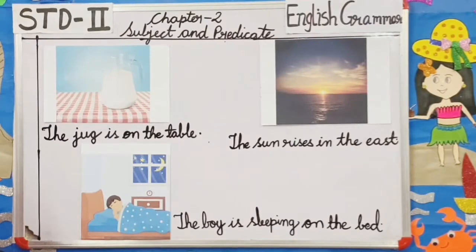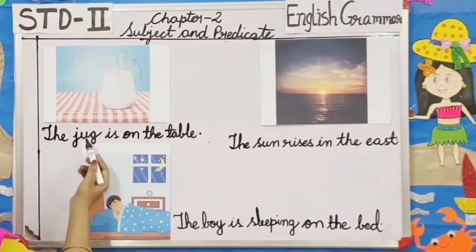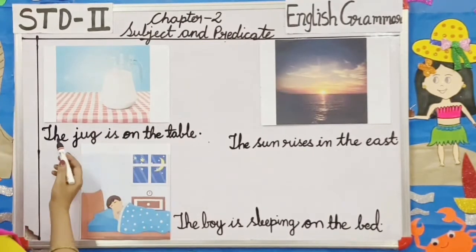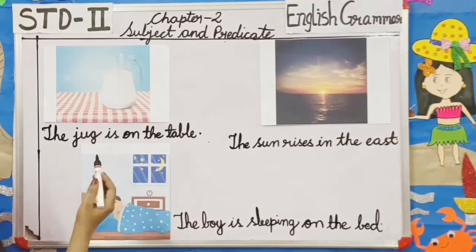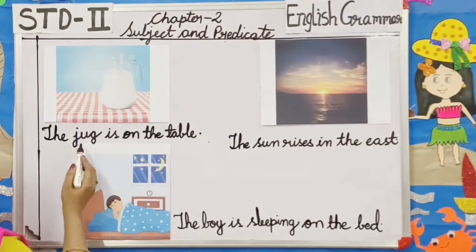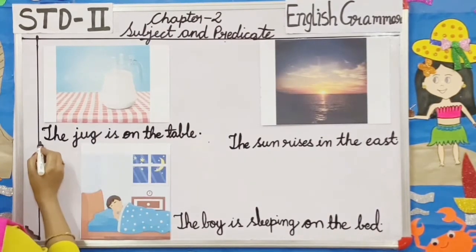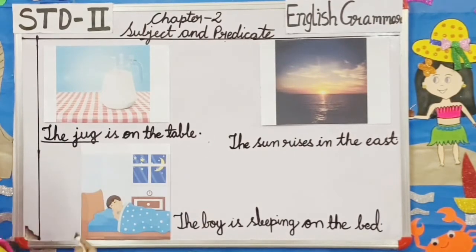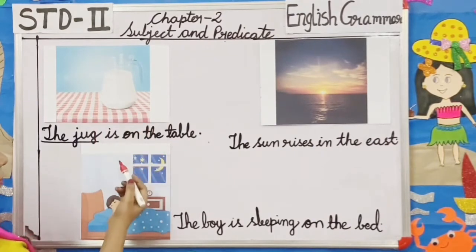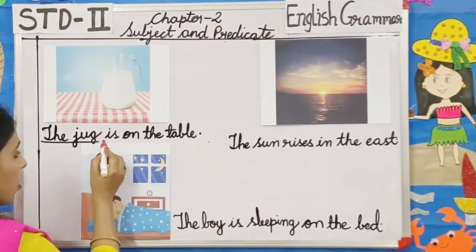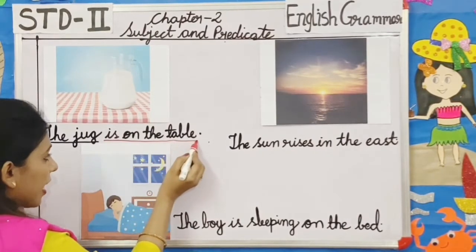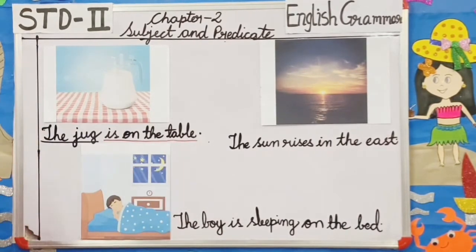For example, the jug is on the table. Here, the jug is the subject because we are talking about the jug. So, we are going to underline the subject with black. And where is the jug? It is on the table. So, is on the table is the predicate. We are going to underline this with red marker.